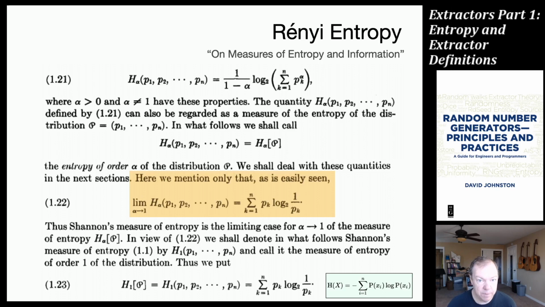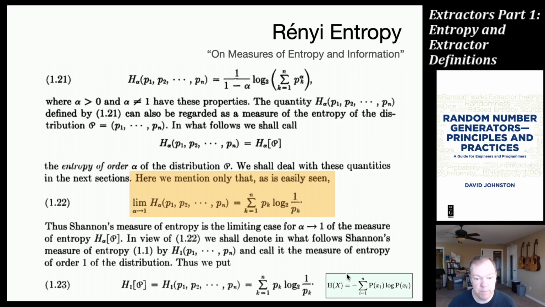Now, in the paper by Alfred Rényi, there's this interesting part where he says that the limit as alpha tends to 1 of the entropy measure, it is easily seen that it is the sum over k of the kth probability times log 2 of 1 over pk. Now, it's not easily seen. It might be easily seen if you're Alfred Rényi, but not for me. So I worked it out. So my pain is your gain, because I'll show you how it's worked out.